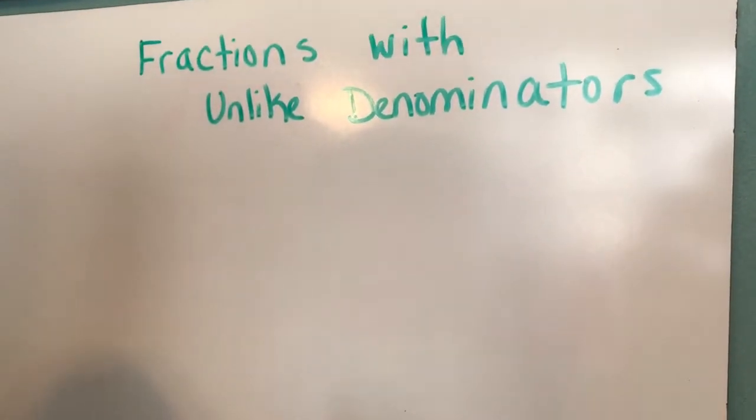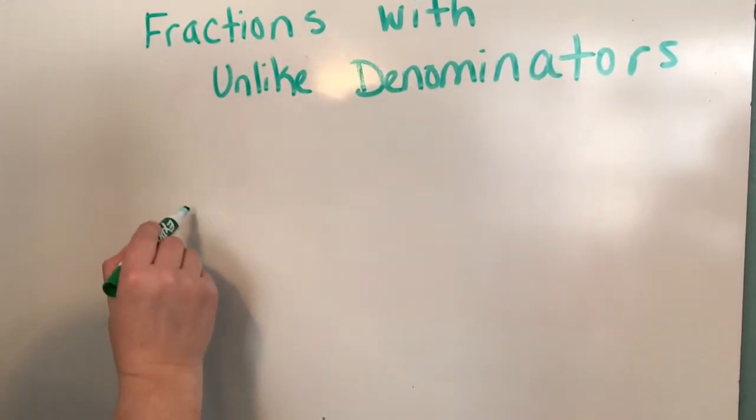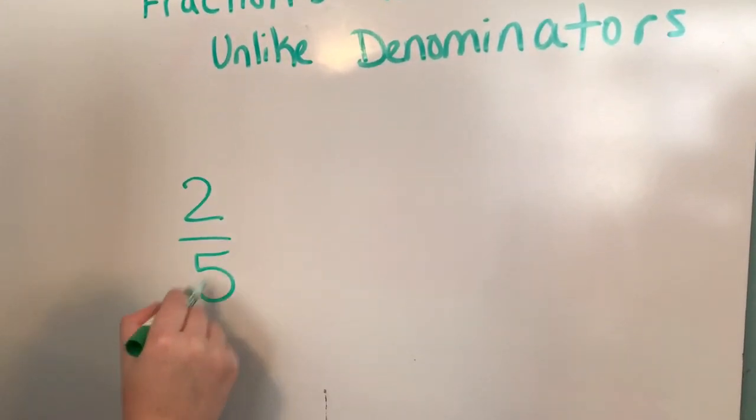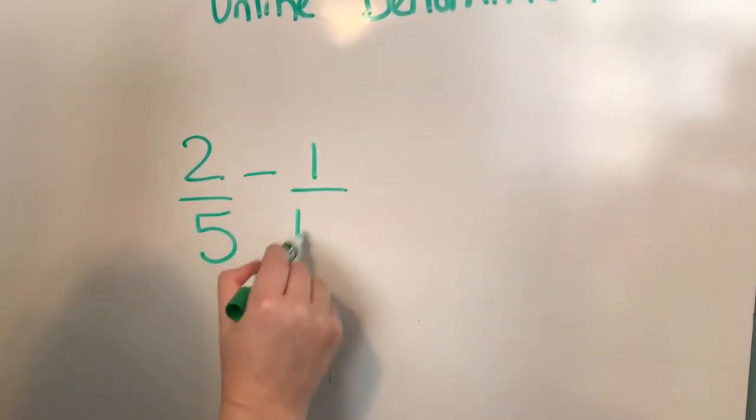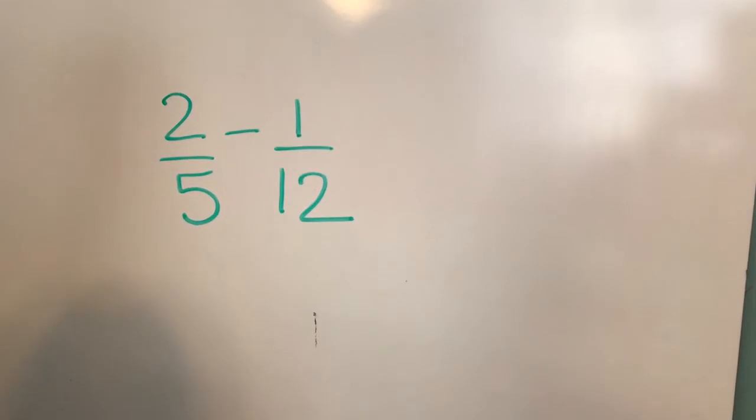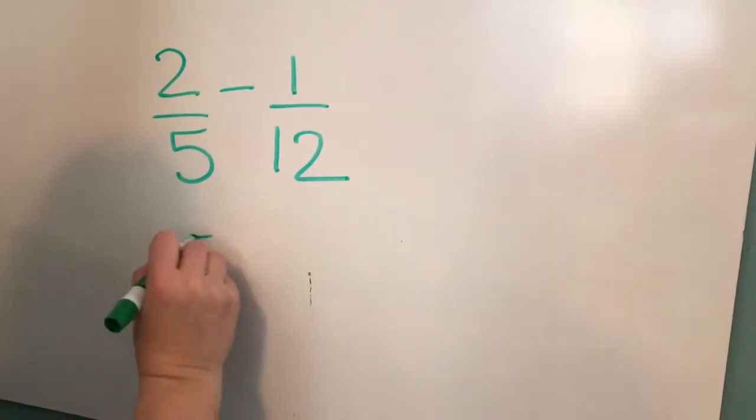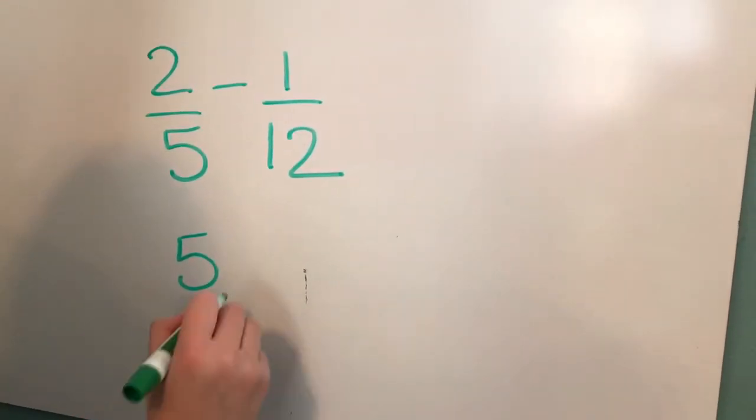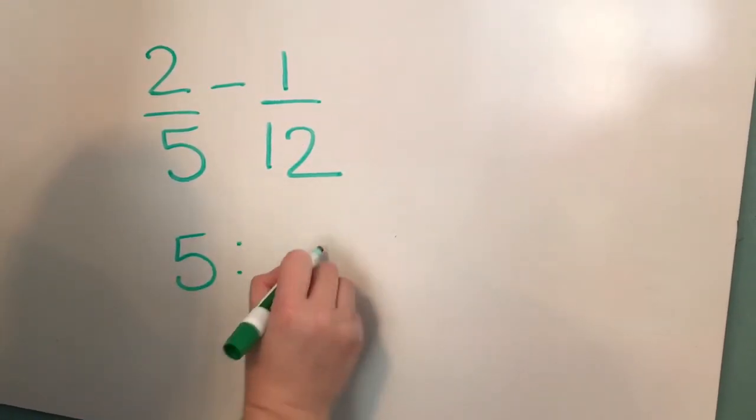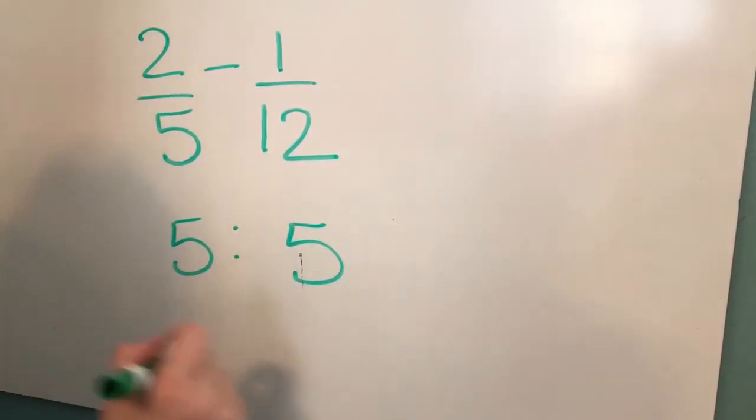For the next one, we're going to find the difference between 2/5 and 1/12. So 2/5 subtract 1/12. We need to find like denominators. This time we're going to use a different approach. We're going to find our prime factors. The prime factors of 5 is just 1 times 5. So 5. The prime factors of 12, we can do our factor tree.